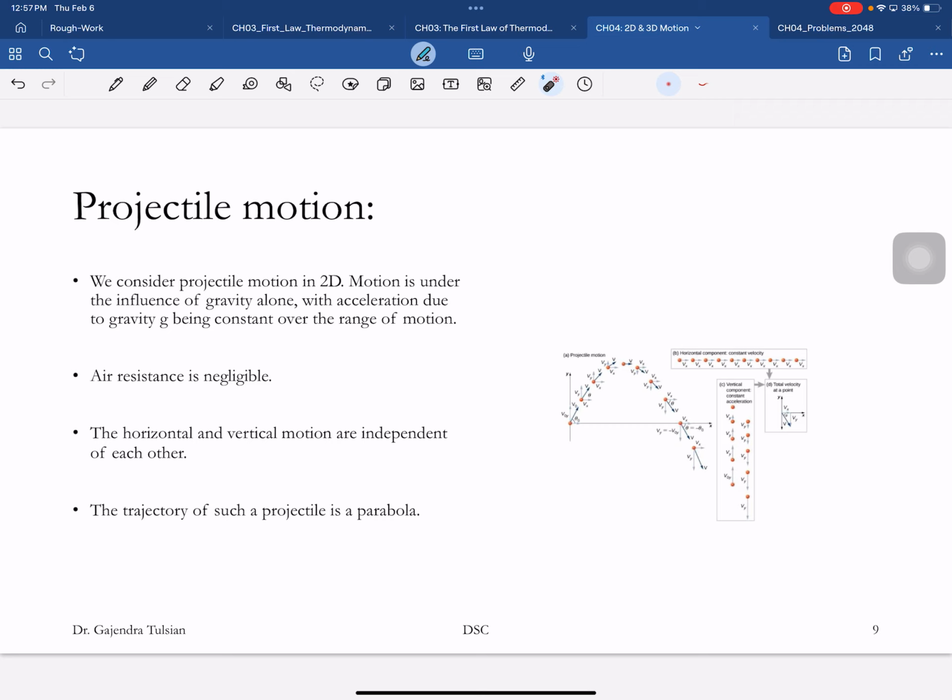Now that we've talked about general motion, we'll confine our attention to a special two-dimensional motion. This is called projectile motion, and here's a projectile. Here's my keychain, and if you toss it like that, that keychain traveled in two dimensions, and that was a projectile motion. So here is the projectile motion. Air resistance is negligible.